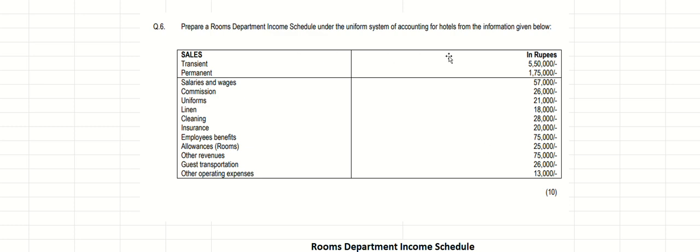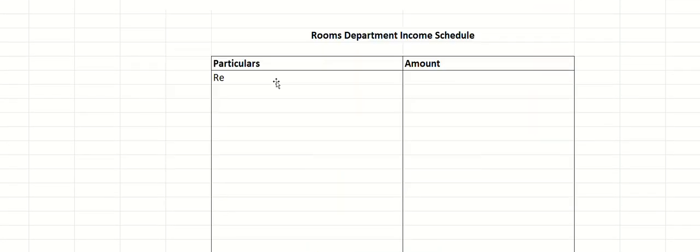Now we are provided with the basic income: transient 5,50,000, permanent 1,75,000. First of all, we should give a heading so we can understand what we are writing there. We are writing the heading Revenue. Now, sales are given as transient and permanent separately, so we can write similarly sales transient and sales permanent.